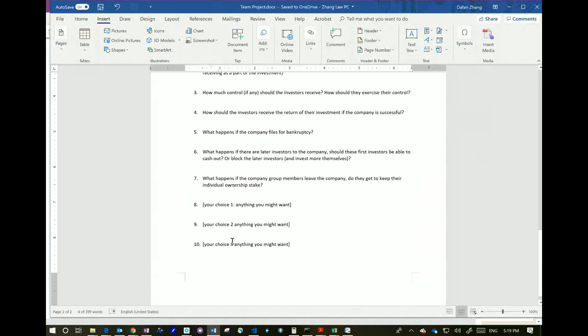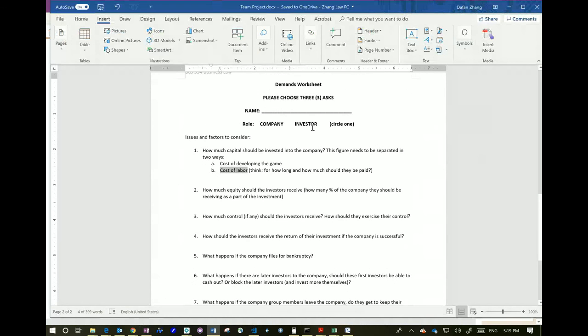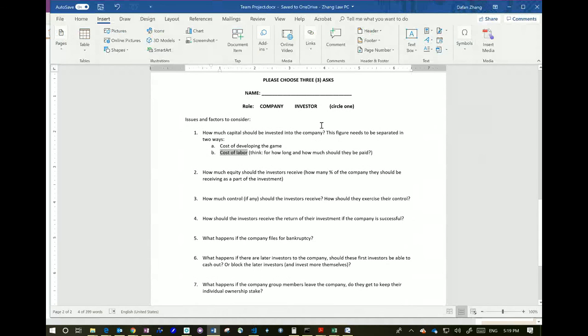And numbers 8, 9, and 10 are anything you want, as long as it relates to the company and the investor. Make sure you remember which side you picked. So for next week, come to class prepared with 3 things that you're going to ask for, with the specifics, and we'll go through all these factors. Then we'll discuss and negotiate in class based on which side you chose, and we'll end up with the contract at the end. Thank you, and please complete this by next week, and I will see you in class next week.